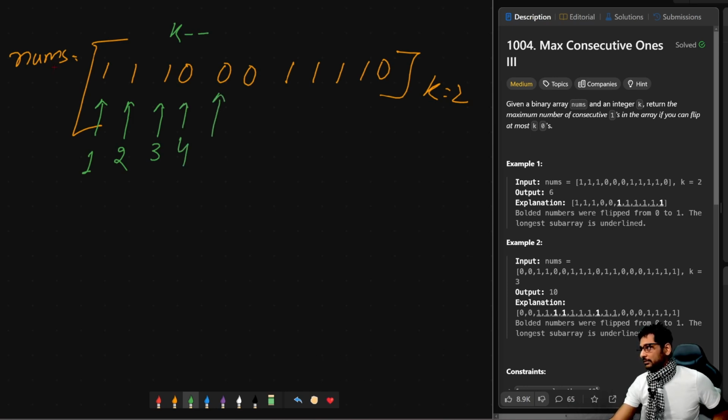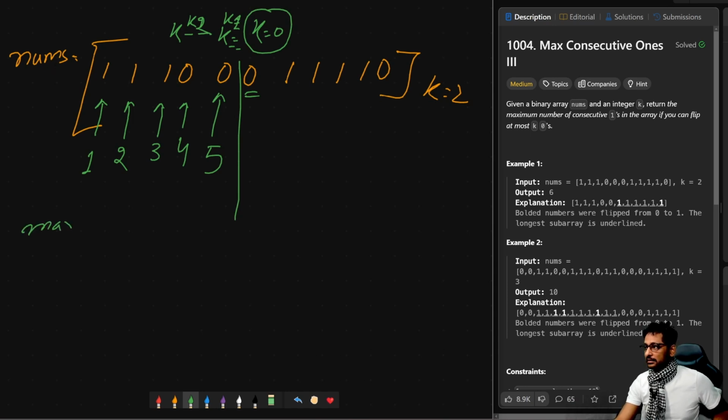When we get the second 0, we keep calculating again because our k is still greater than 0. So k starts as 2, we reduce it, k will be 1 here, and we reduce again. When we go to the next value, it is 0 and our k value is also 0. We cannot reduce, so we have to calculate up to this point, and here our max consecutive ones will be 5.